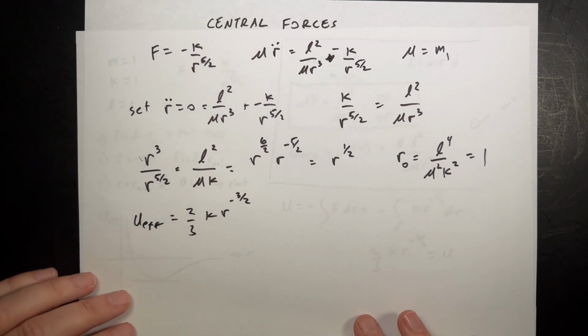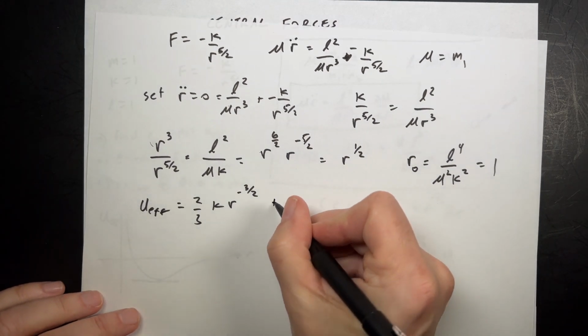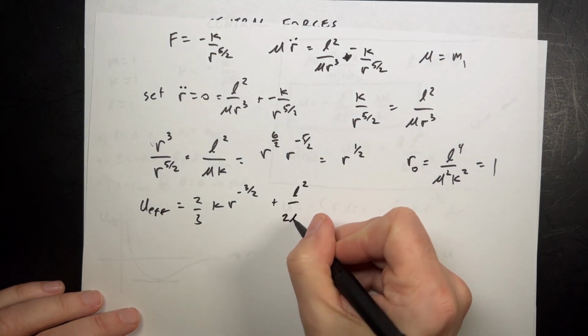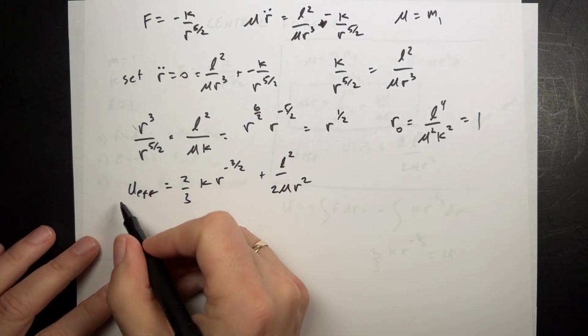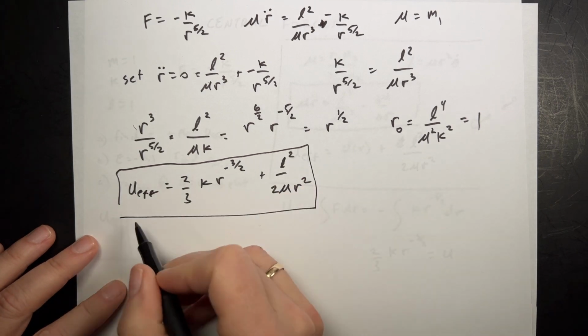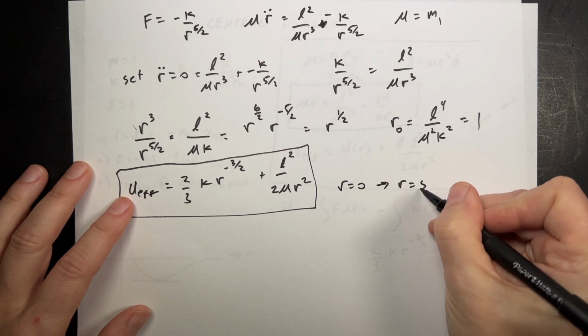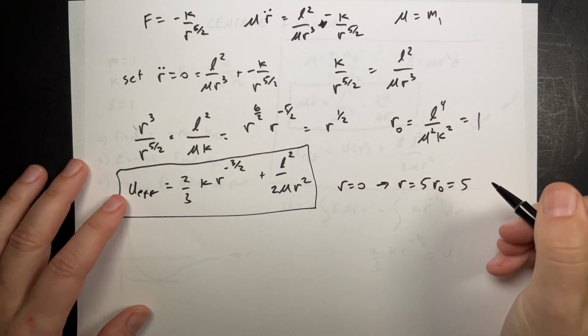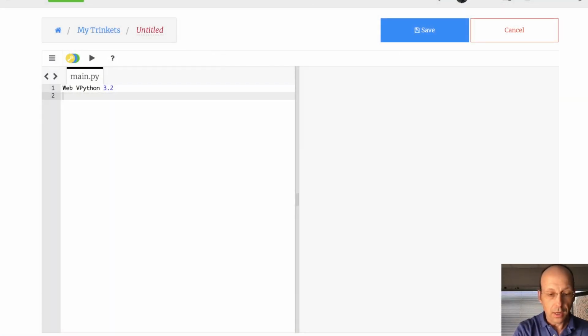Okay. And then I had the effective part of the potential, which is this, L squared over 2 mu r squared. So I'm going to plot this from r equals 0 to r equals 5r0, which is just 5. Okay, let's jump over to Python and make this graph. This is really the fun part, I think. And so, of course, I'm going to be using web-vpython. That's what I do. I will give you the code. That's also what I do.